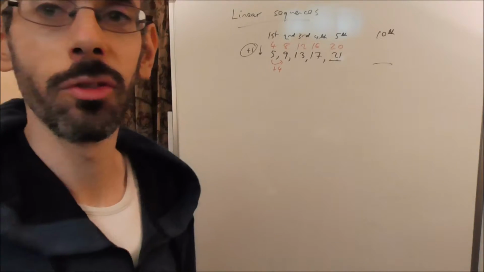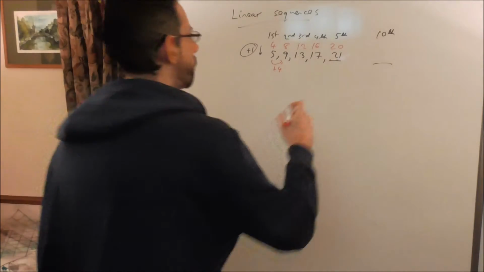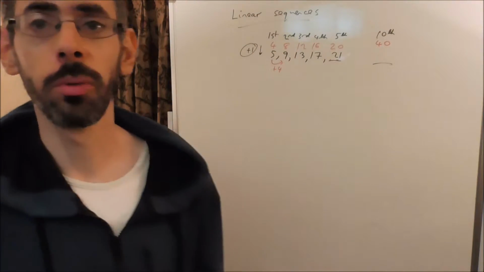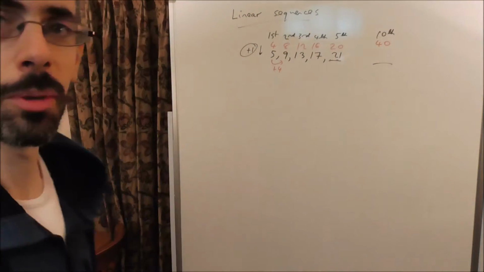So now we can find the 10th term of our sequence, because the 10th term of the 4 times table is just 40. This is 4 times 10. So the 10th term of our sequence, which we know is 1 bigger than that, is going to be 41.